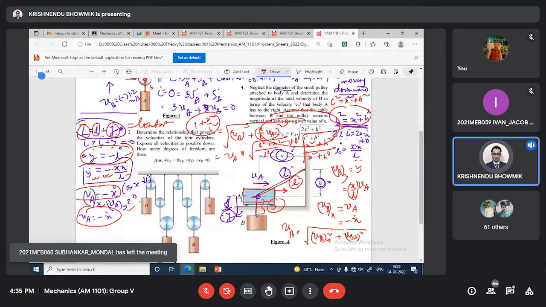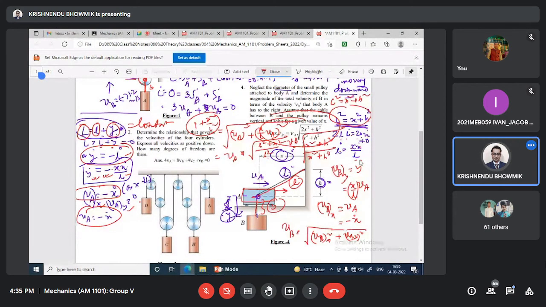Now for VBy, that is nothing but y dot, and this y dot value we got as x by L times VA. And Vx equals VA, which is minus x dot. Now using this expression, what will be the value of VB, the square root of Vx square plus Vy square? Put the values, and finally we will get the expression. Is it okay?